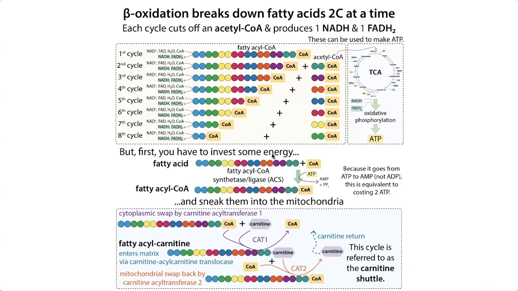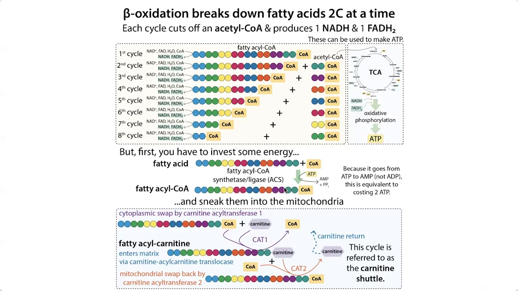But when we think about a fatty acid, that actually doesn't have a CoA. And so the first step we need to do if we want to break down a fatty acid is to actually link it onto a CoA. This happens through this fatty acyl-CoA synthetase or ligase, this ACS. This is going to link on this CoA.